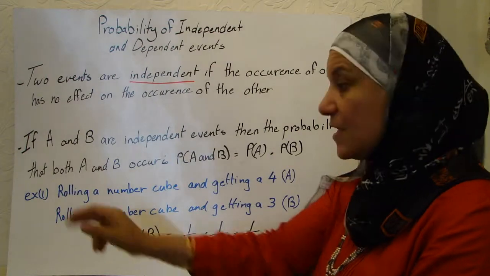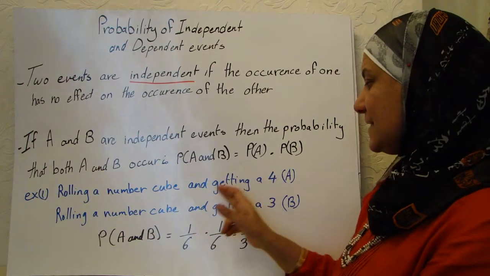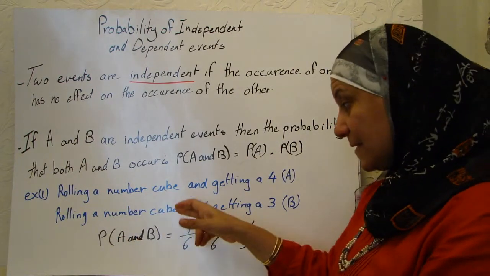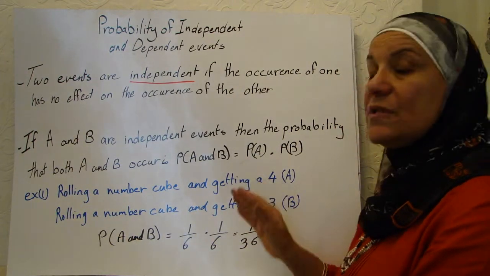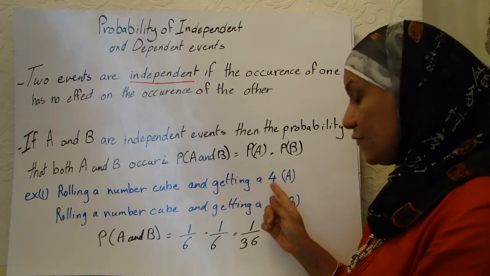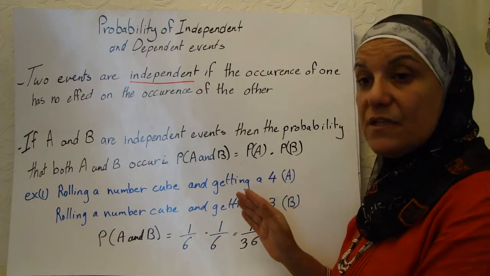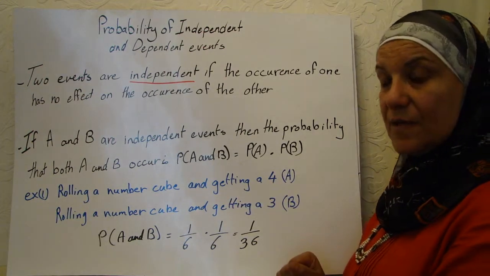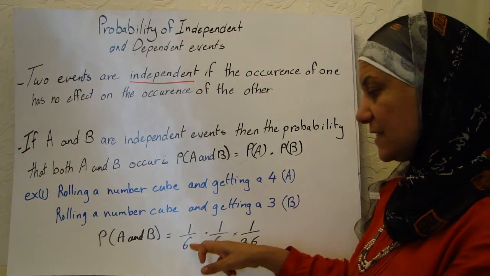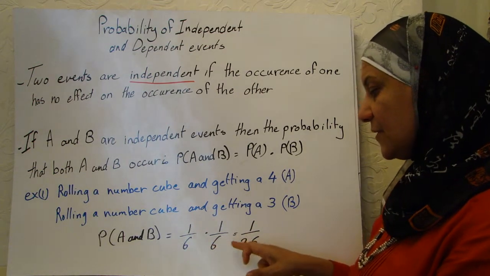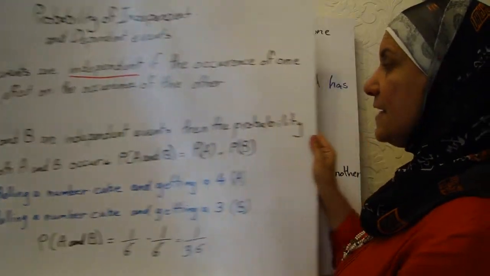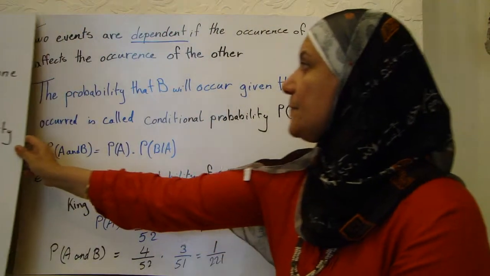For example, rolling a number cube and getting a 4, and rolling a number cube again and getting a 3. Those are totally independent events. If I get a 4 the first time, it doesn't have anything to do with getting a 3 the next time. So that's why I have probability A and B equal 1 over 6 multiplied by 1 over 6, which is 1 over 36. This is an independent event.